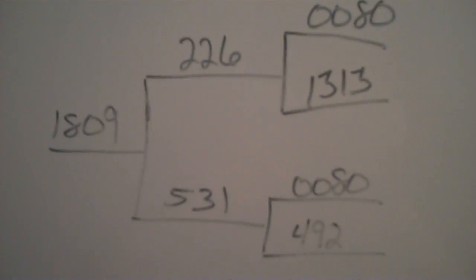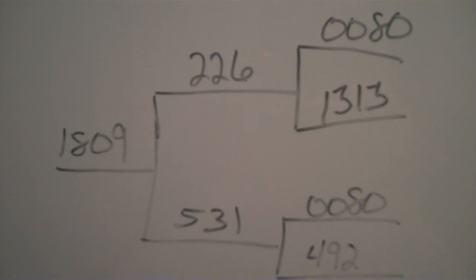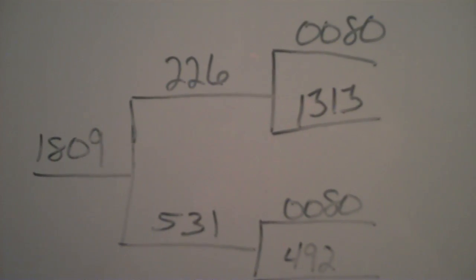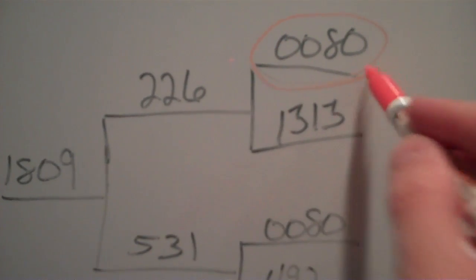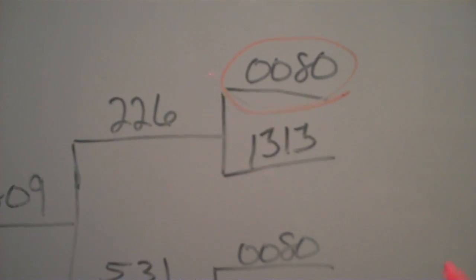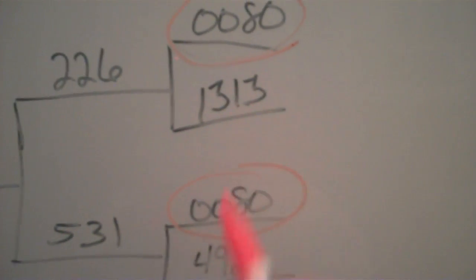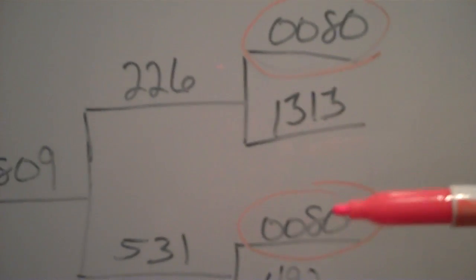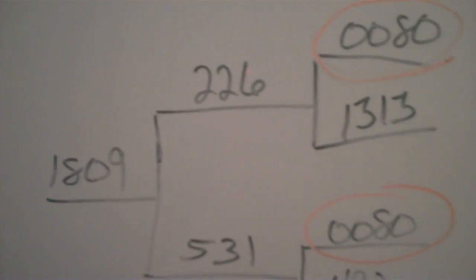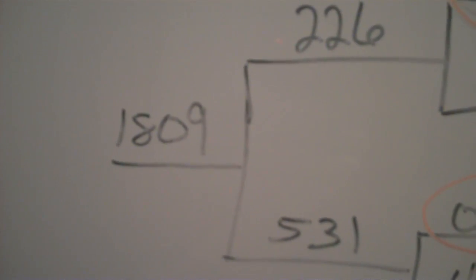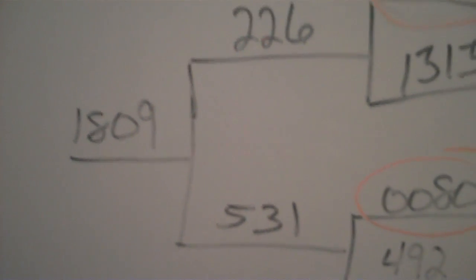Second one is 1809, and looking at this pedigree, we see that we have 0080 twice with different hens, which makes this cock and this hen half brother, half sister, making 1809 inbred.